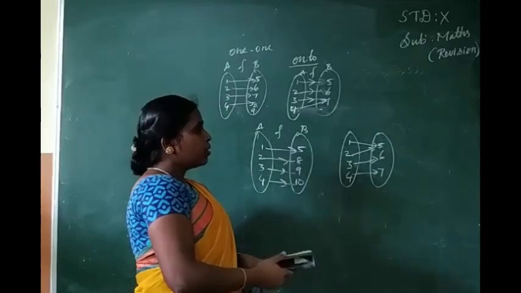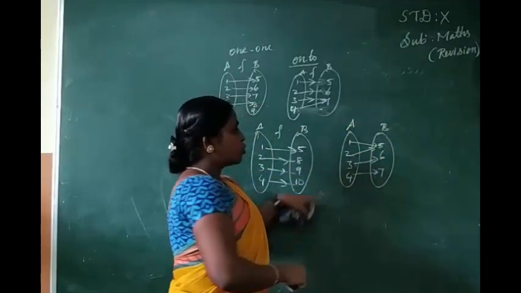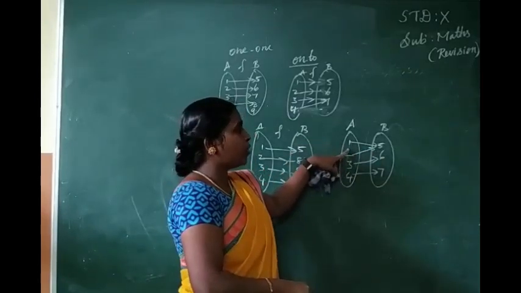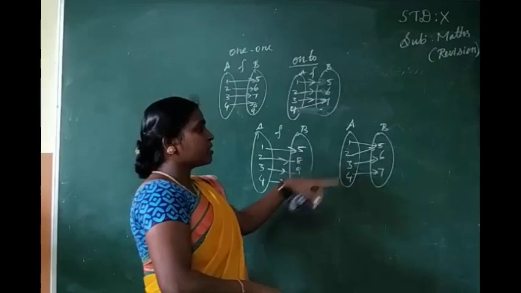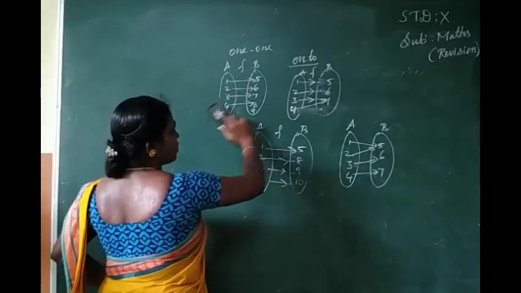Now you see, the elements 2 and 1 in A have the same image in B. So two elements, same image. This is many-to-one function. So this is about the types of function.